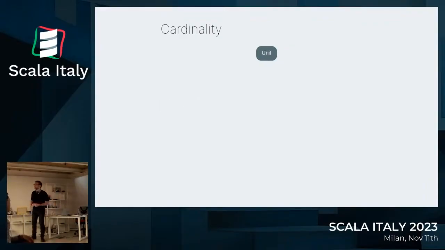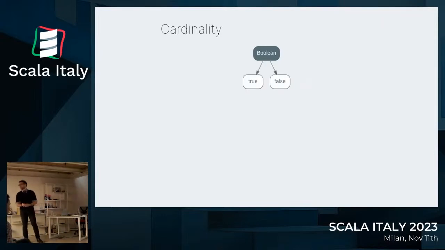What about Unit? How many values in Unit? 1. Right? Unit has a value of unit. So cardinality is 1. What about Boolean? True and false. 2 values. So the cardinality of Boolean is 2. Right? So cardinality is pretty easy.